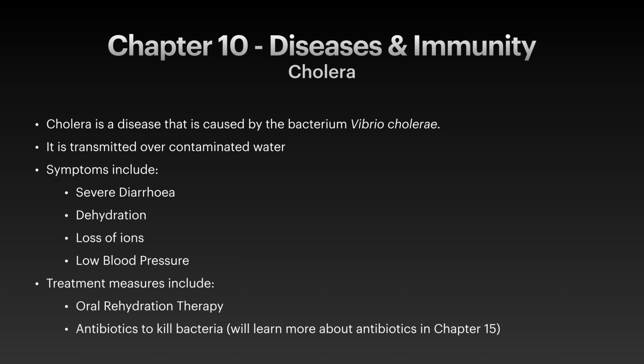This increases the concentration of ions in the lumen, which lowers the water potential. Because the water potential in the intestinal lumen is now lower than inside the cells, water moves by osmosis from the cells into the lumen. Large quantities of water accumulate in the intestine.